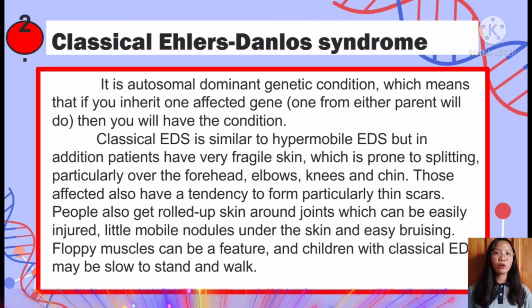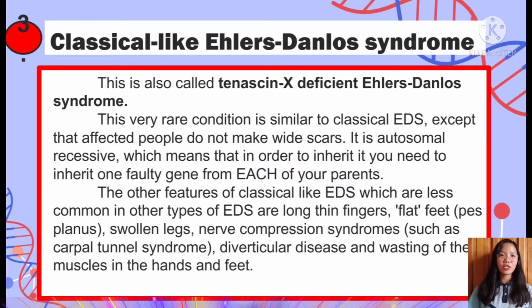People also get rolled up skin around joints which can be easily injured, little mobile nodules under the skin, and easy bruising. Floppy muscles can be a feature, and children with classical EDS may be slow to stand and walk. Third is the classical-like Ehlers-Danlos syndrome. This is also called tenascin X deficient Ehlers-Danlos syndrome. This very rare condition is similar to classical EDS, except that affected people do not make wide scars.